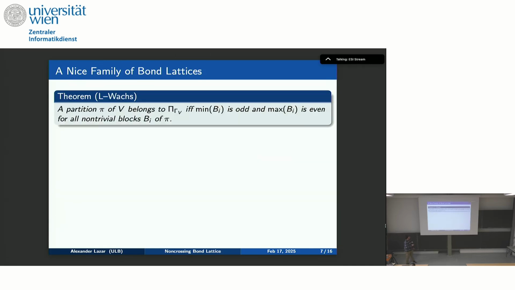And so with Michelle Wachs, my thesis advisor, one of the things that we were able to show while I was working on my thesis is we were able to characterize the ordinary bond lattices of these graphs. So you can think about these posets purely intrinsically as set partitions with some kind of parity condition. The parity condition is in every block, I want the minimum element to be odd and the maximum element to be even as long as the block is not a singleton. So I'm looking at all set partitions with odd minimum, even maximum.